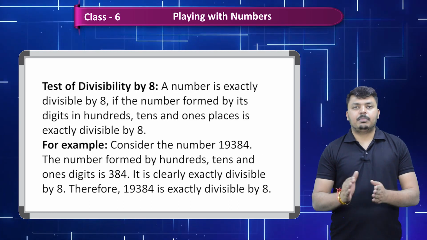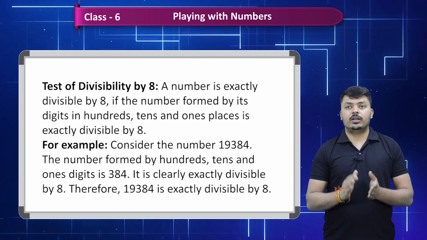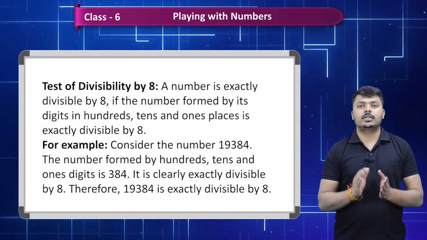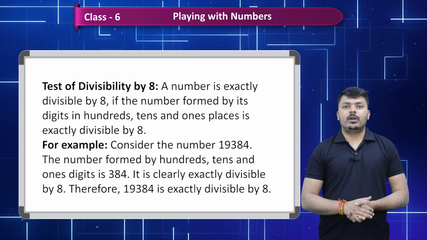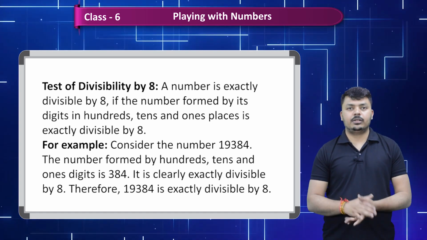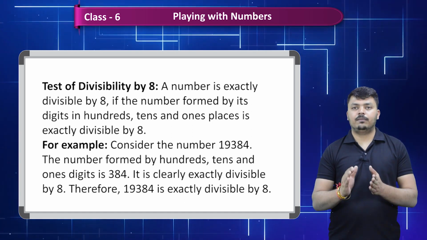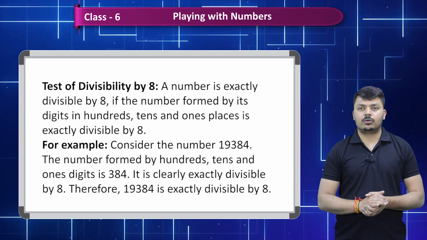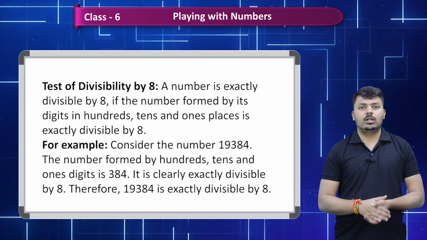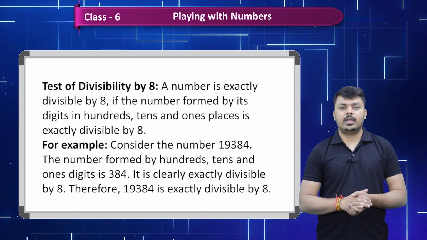Test of divisibility by 8. A number is exactly divisible by 8 if the number formed by its digits in hundreds, tens and ones place is exactly divisible by 8. For example, consider the number 19,384. The number formed by the hundreds, tens and ones digits is 384. It is clearly exactly divisible by 8. Therefore, 19,384 is exactly divisible by 8.